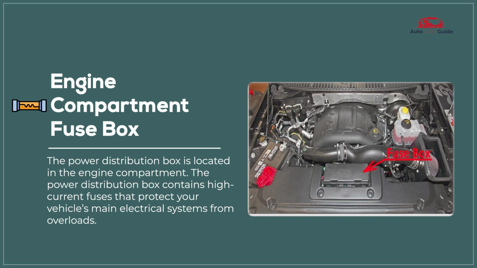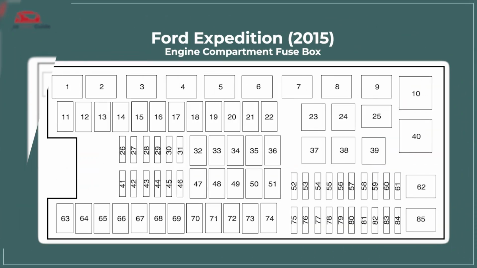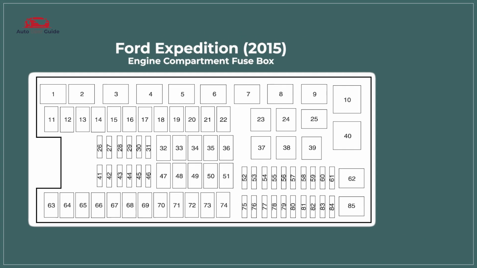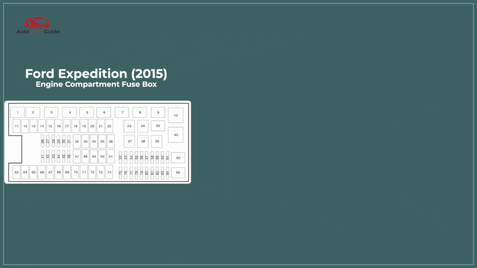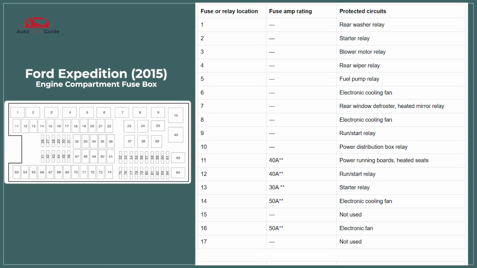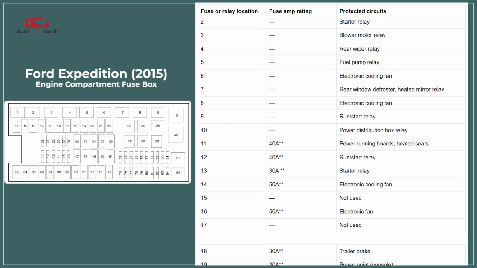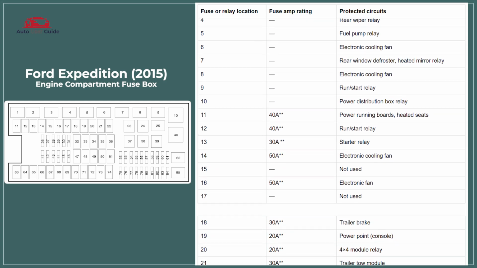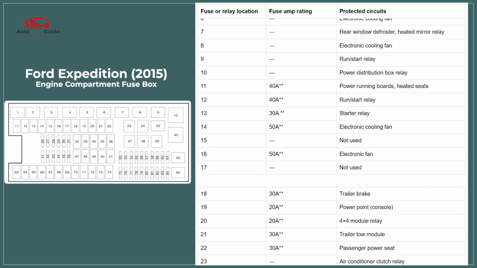Engine compartment fuse box. The engine compartment fuse box in the 2015 Ford Expedition distributes power to essential systems such as the powertrain control module, fuel system, cooling fans, and lighting.